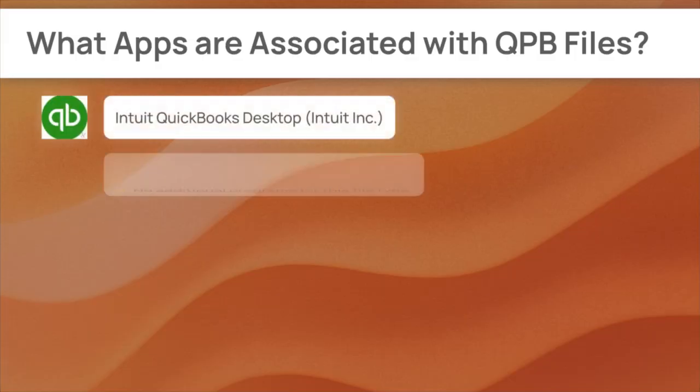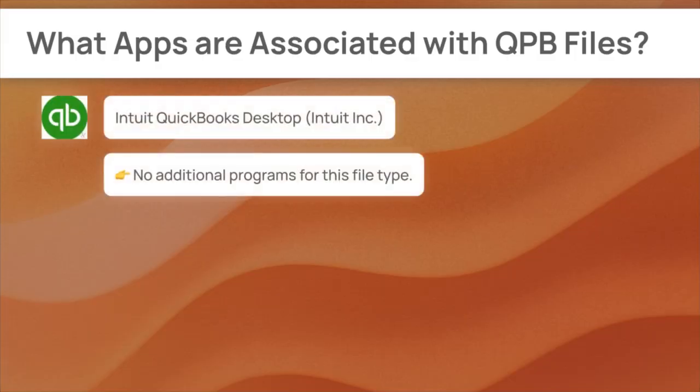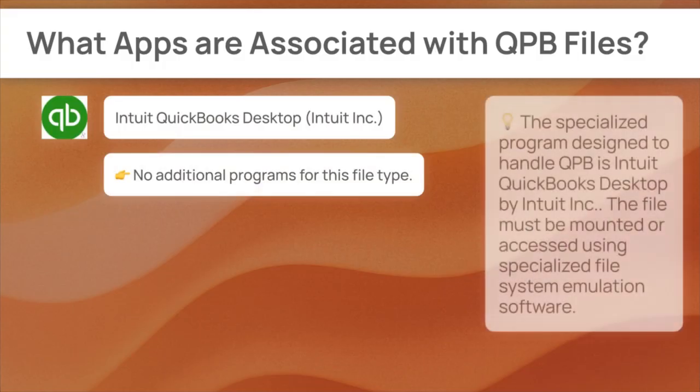For direct reading of QPB content, the best choice is Intuit QuickBooks Desktop, developed by Intuit Inc. The file must be mounted or accessed using specialized file system emulation software. Windows supports only the file shell, not the stored content, so proper access needs a restoration tool.